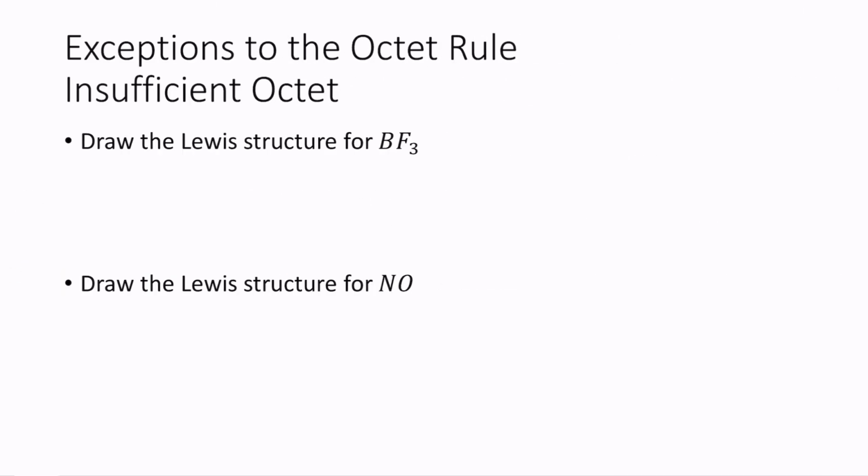So there are times when we can have an insufficient octet. If we draw the Lewis structure for BF3, boron has 3 valence electrons and fluorine has 7 valence electrons times 3. So that's going to give me 24 valence electrons.